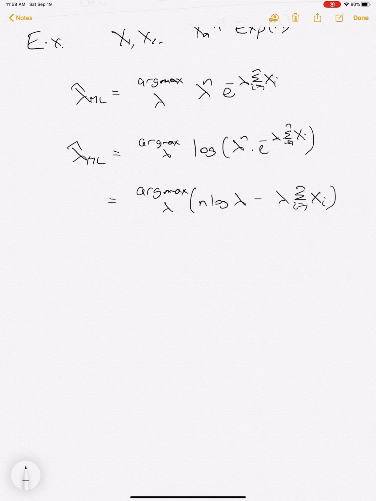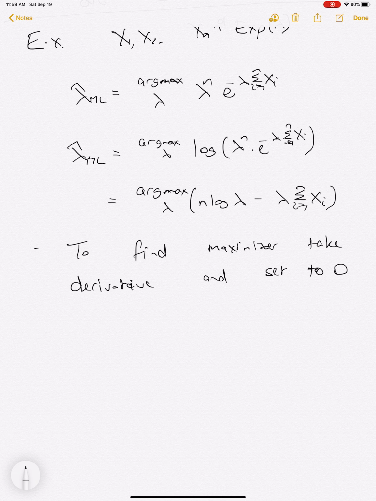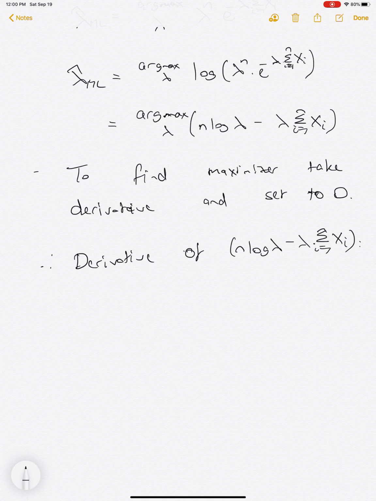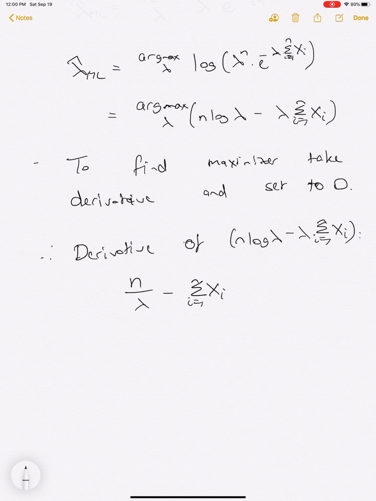Okay, so now, to find the maximizer, we want to take the derivative and set it to zero. So again, there's just a lot of calculus crammed into here. To take the derivative of a log, you just get n over lambda. Again, this is a calculus exercise. And then the derivative of something that's linear, you're just going to get this, because when you take the derivative of x times something, it's just whatever that something is.